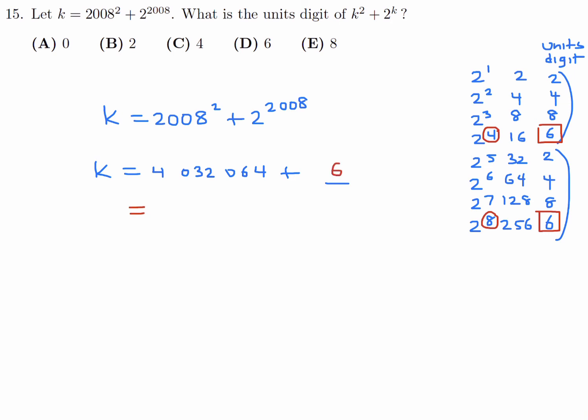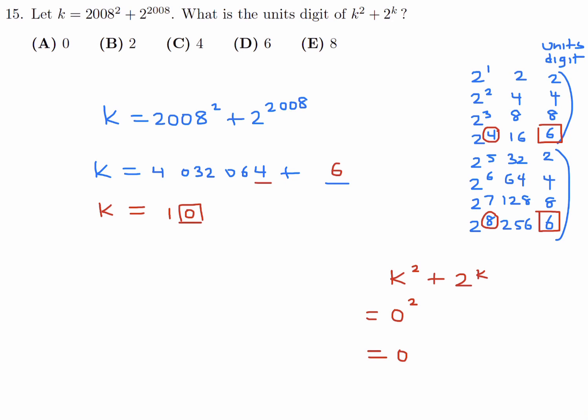Okay, so the units digit of k, you're adding 4 to a 6, and that gives you 10. So the units digit of k is 0. All right, so that's very important. So let's first look at this one very quickly. K squared plus 2 to the power of k. Well, the units digit of k is 0, so the units digit of 0 squared will be 0.